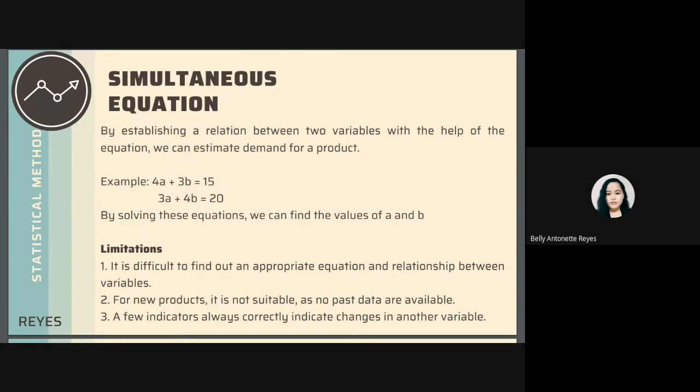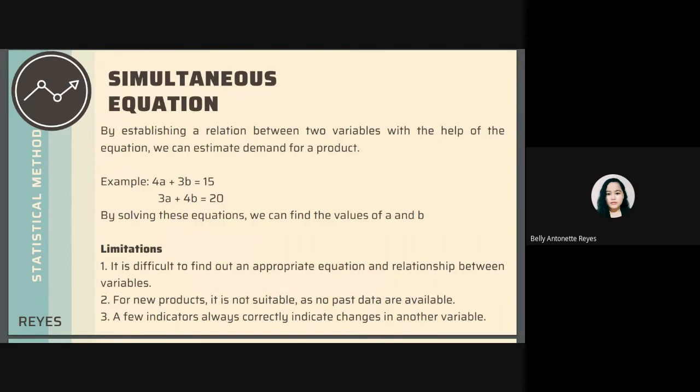So these simultaneous equations use two or more algebraic equations that share variables. So in our example, we have the variables a and b, and when we have at least as many equations as our variables, we may be able to solve them. So in this method, it is necessary to establish the relationship between the two variables used so as to determine the right estimate of our forecasted demand.